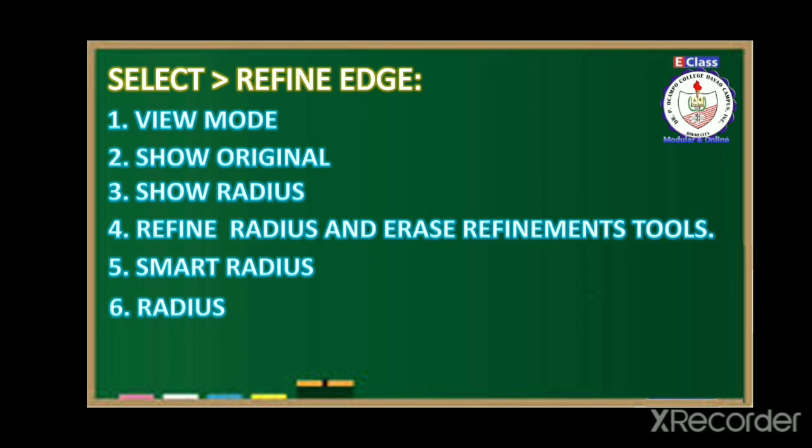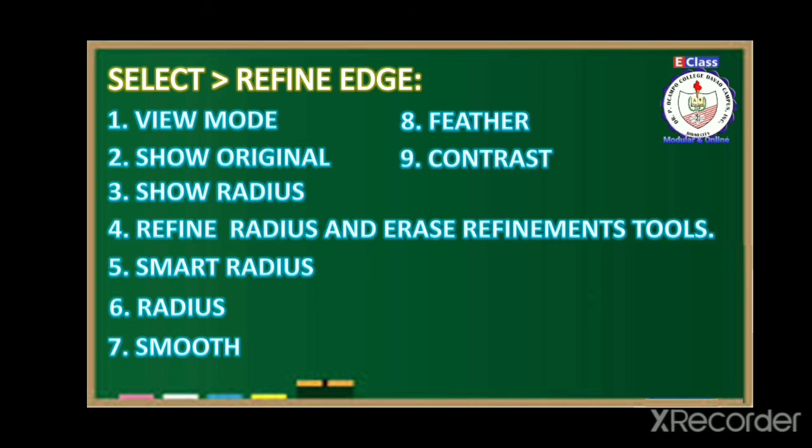6. Radius. It determines the size of the selection border in which edge refinement occurs. Use a small radius for sharp edges and a large one for softer edges. 7. Smooth. Reduces the irregular areas, hills, and valleys in the selection border to create a smoother outline. 8. Feather. Blurs the transition between the selection and surrounding pixels. 9. Contrast.